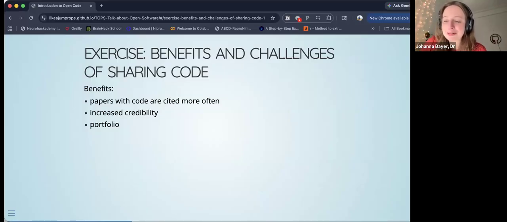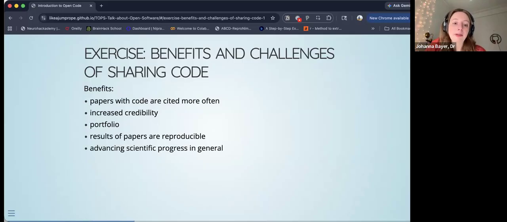I'm still not sure what I'm going to do with my life. But then you have already written code, and it's out there to see for everybody. The results of your paper are reproducible. You're advancing the scientific progress in general.